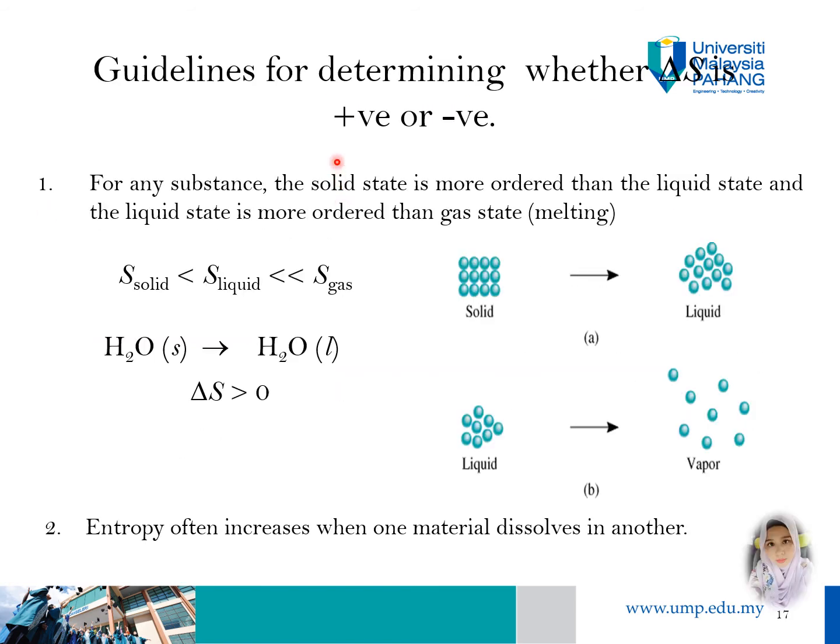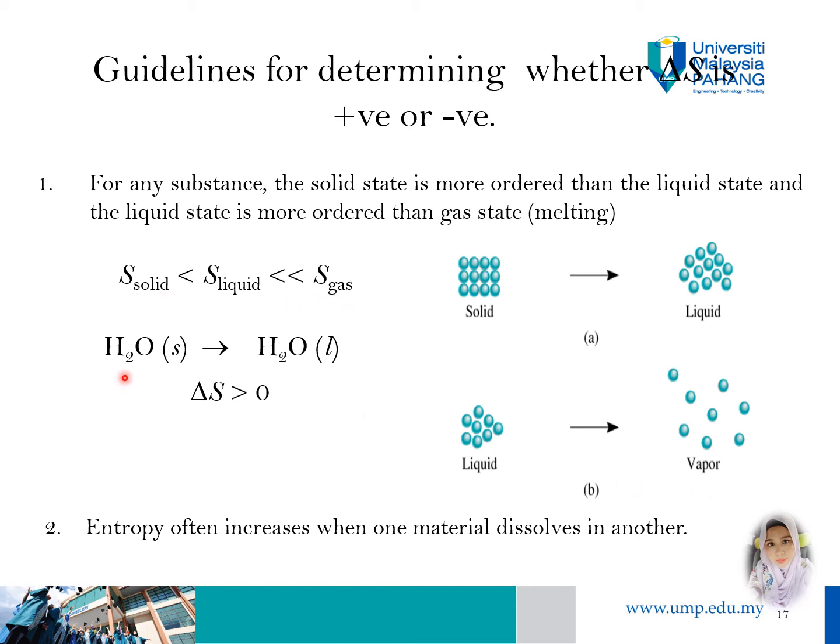Okay, how do we predict or determine whether the entropy change S is positive or negative? As earlier stated, entropy is often described as a measure of disorder or randomness. Okay, from solid to liquid, the solid is more ordered than the liquid state. In a solid, atoms and molecules are confined in fixed positions and the number of microstates is small, which means the entropy of a solid is less than that of a liquid and a gas.